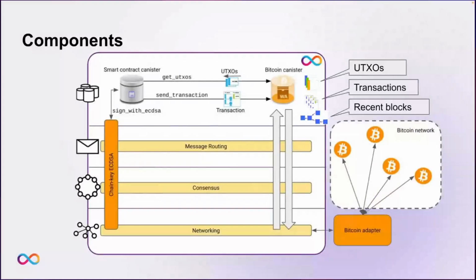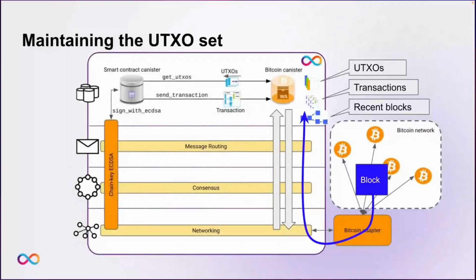Outgoing transactions, most recent Bitcoin blocks, and the other component is the Bitcoin adapter, which is down here. And the Bitcoin adapter connects to the nodes of the Bitcoin network, much like completely regular Bitcoin nodes do. So the on-chain UTXO set is managed by the Bitcoin canister and adapter, communicating through the Internet Computer's protocol stack.